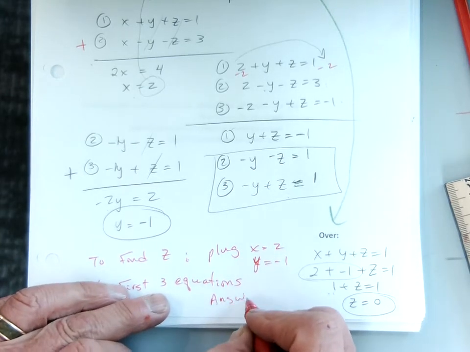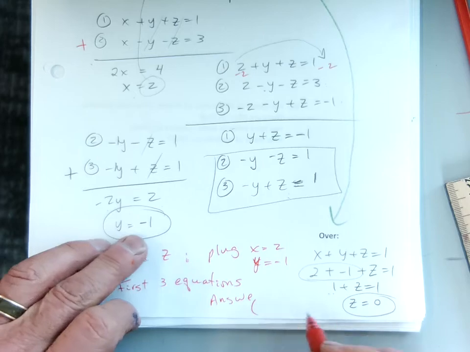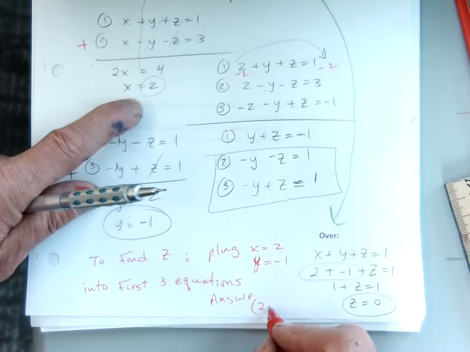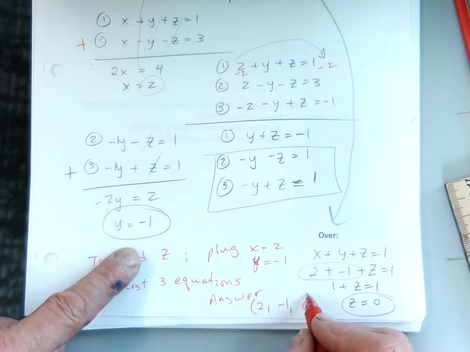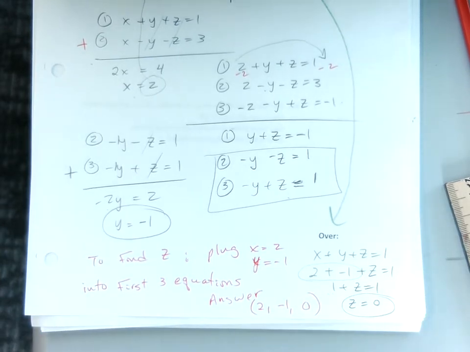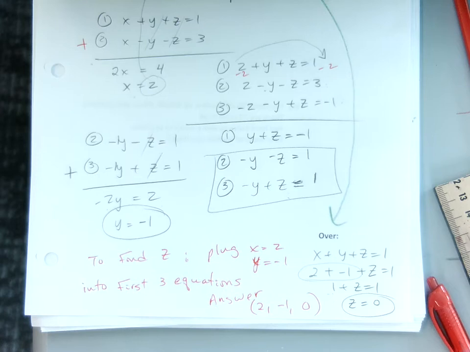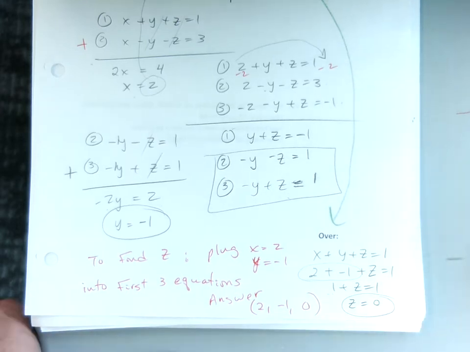Answer should be x, y, z. We need to practice this again. We do. We do. So we're going to turn the page and we're going to do another, okay?